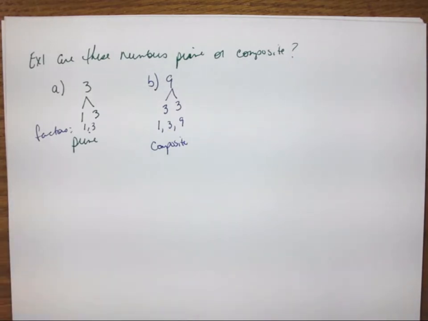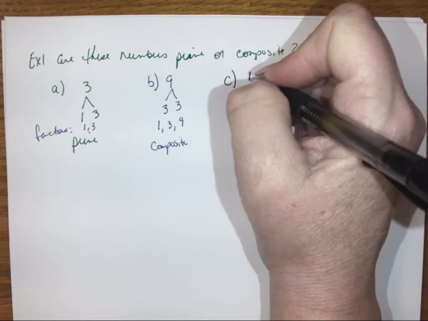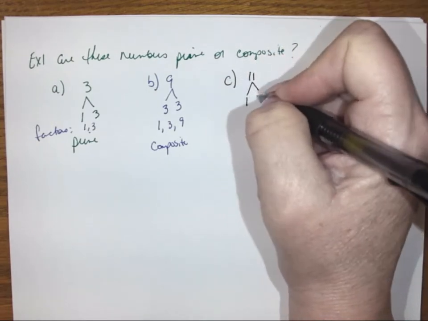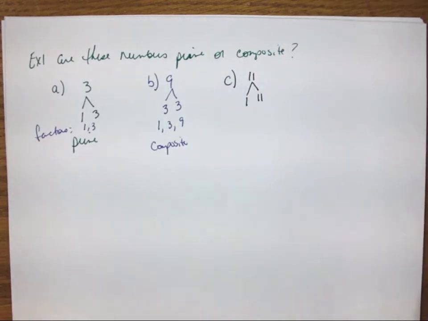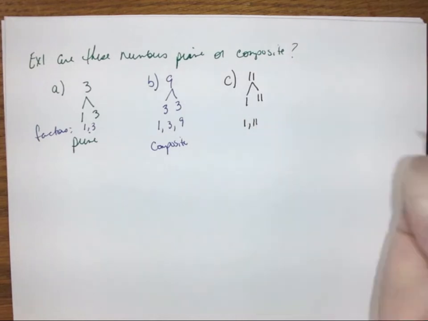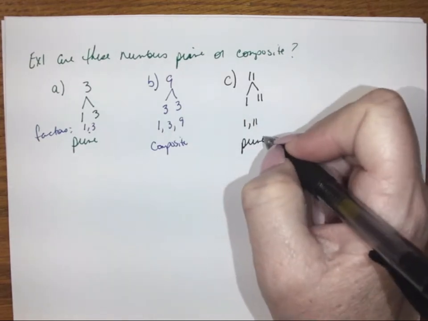If we look at 11, 11 is only divisible by 1 and itself. The factors are only going to be 1 and 11, and this tells me it's going to be prime.